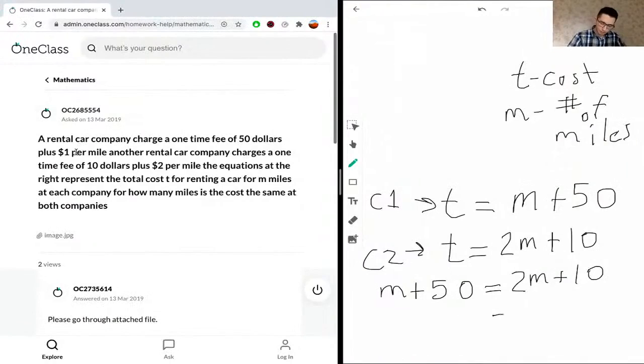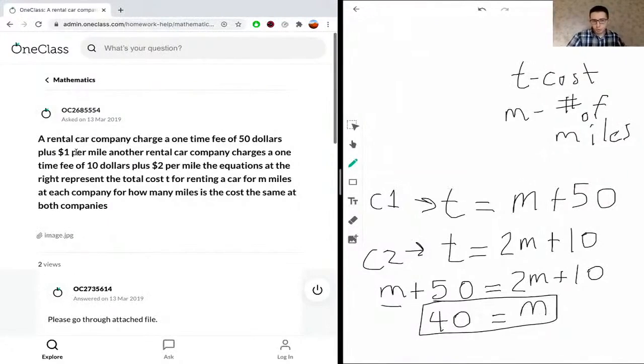Okay, so we'll subtract 10 from both sides. So 50 minus 10 is just 40, and 10 minus 10 is just 0, so we end up with nothing. And then we'll subtract M from both sides, so M minus M is just 0, and 2M minus M is just M. So here we know when 40 miles are driven at each company, the cost will be the same.